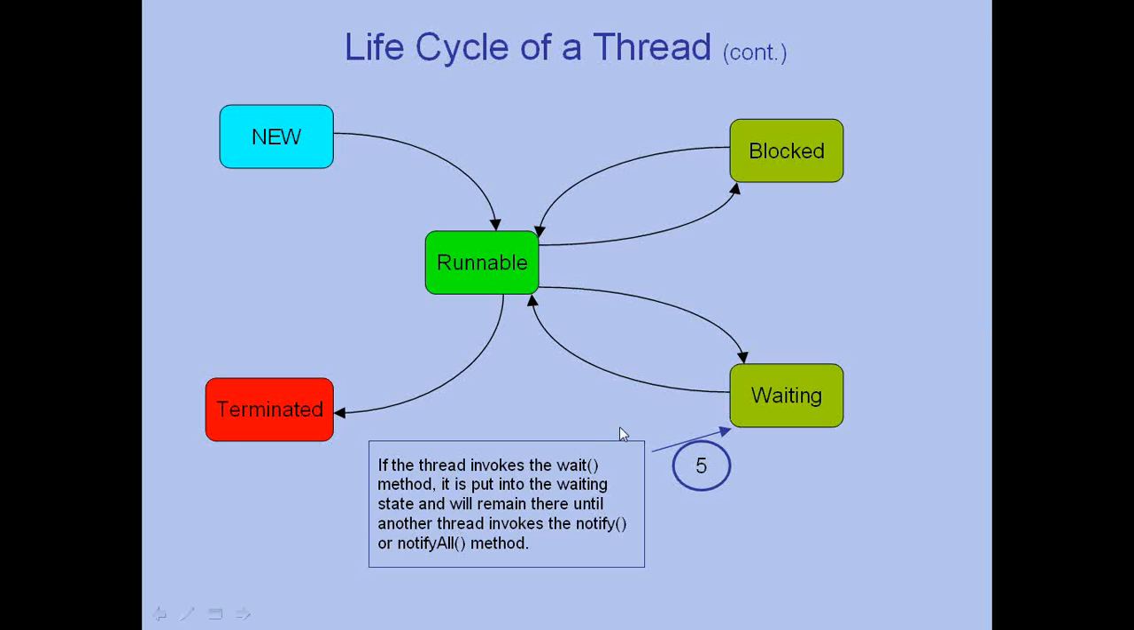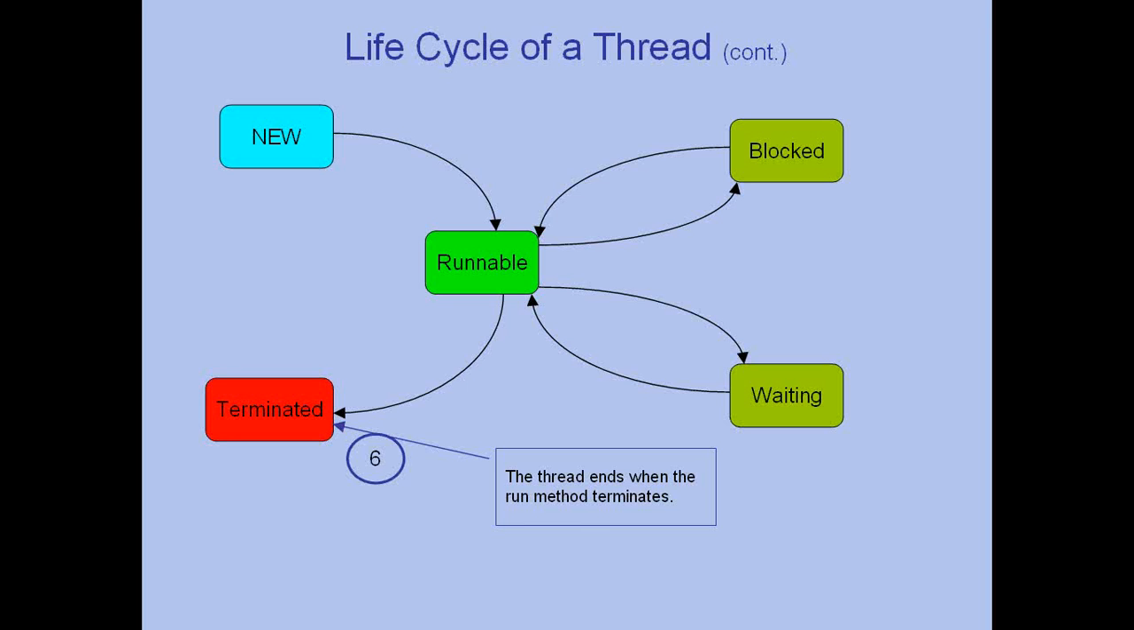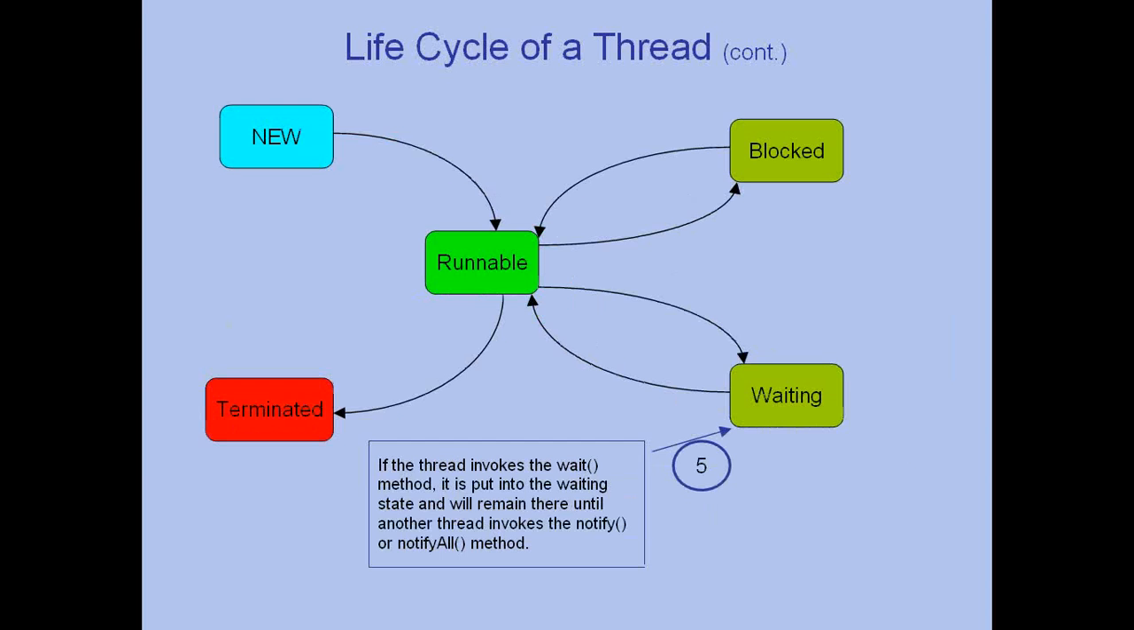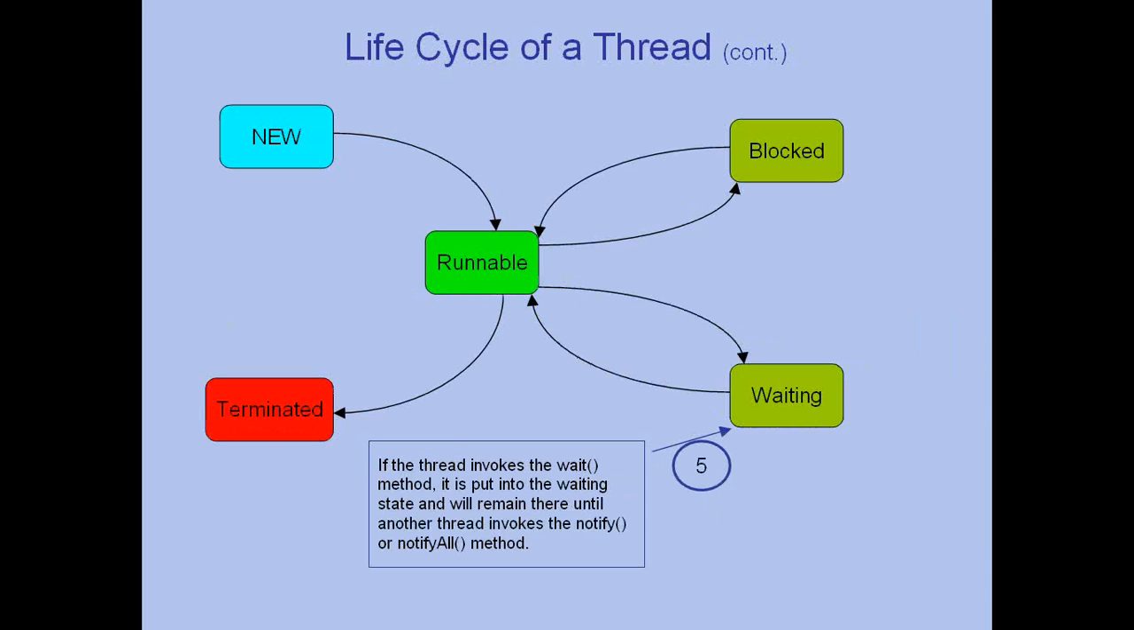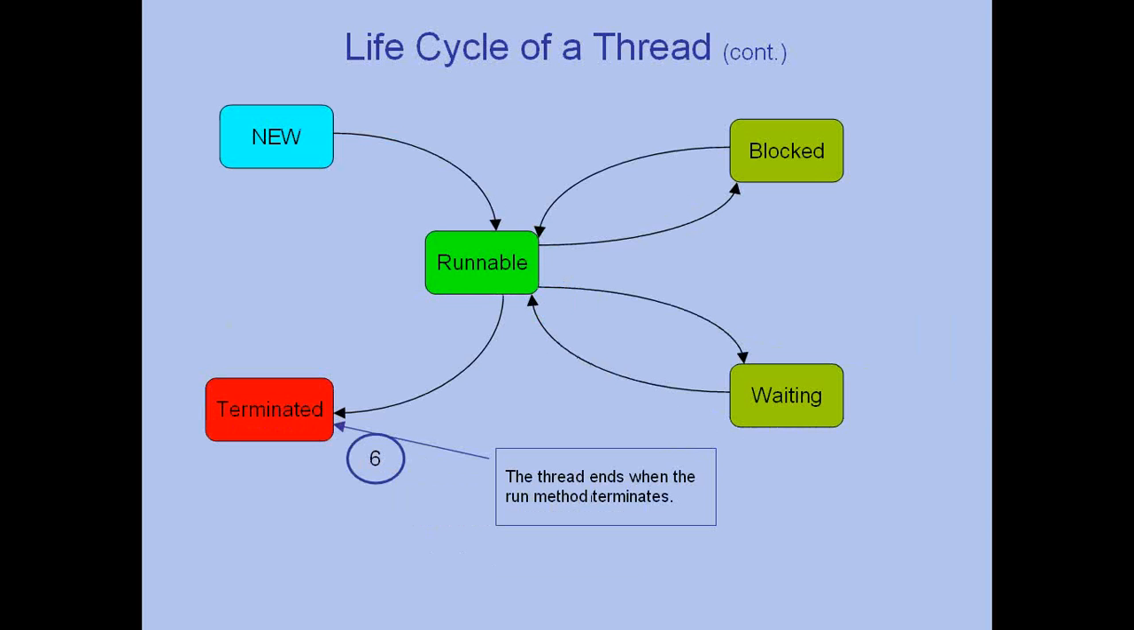If the thread invokes the wait method, it will put the thread into the waiting state and it will remain there until another thread invokes notify or notify all. So when a wait method is called on the thread object, it will move to the state called waiting. Step 4 is missing here. I think step 4 should be about blocked. Interrupt. Yeah, interrupt. Step 6, the thread ends when the run method terminates.